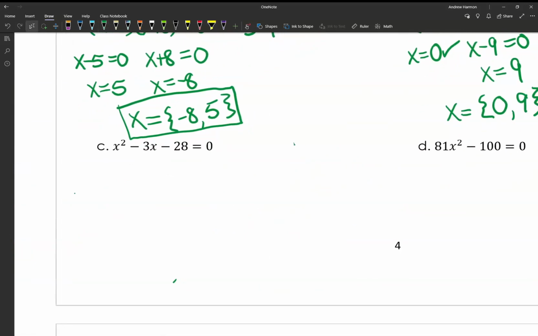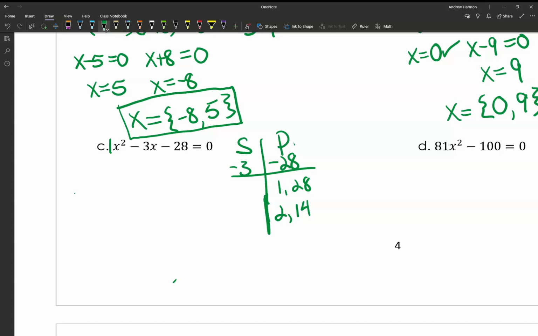We get x squared minus 3x minus 28 equals 0. In this one, we're going to use that sum and product method because our a value is 1. If you look, there is no GCF, and it's definitely not a difference of squares. So we want to get a sum of negative 3 and a product of negative 28. Now from here, you have to think about what numbers give us 28. You've got 1 and 28, 2 and 14, 3 doesn't go into it, 4 and 7. And I think that's it in terms of numbers that make 28.